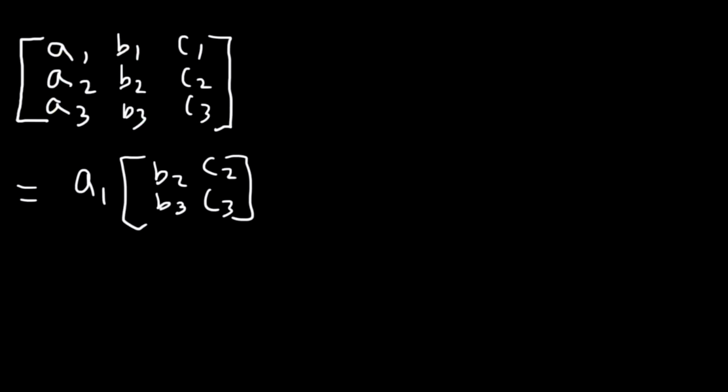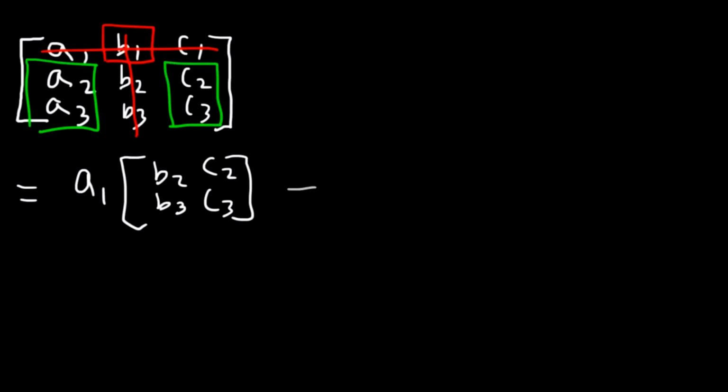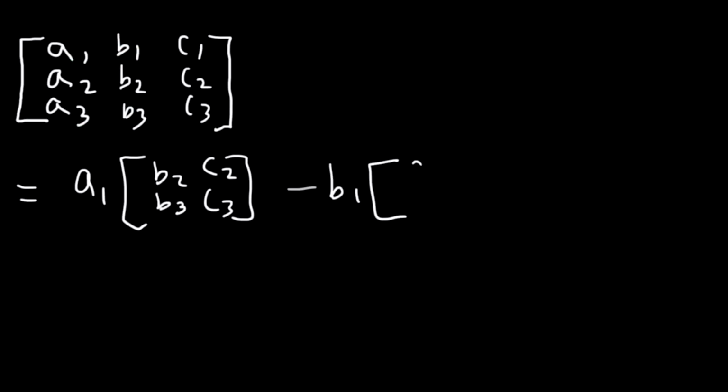Now let's move on to the next one. So it's going to be minus. Instead of using A1, we're going to use B1. B1 is in the first row and the second column. So what's left over is A2, A3, and C2, C3. That's going to be in the next 2 by 2 matrix. So it's going to be negative B1, and then A2, A3, C2, C3.